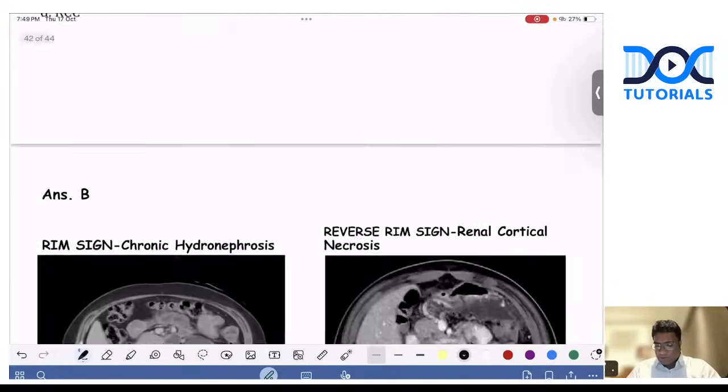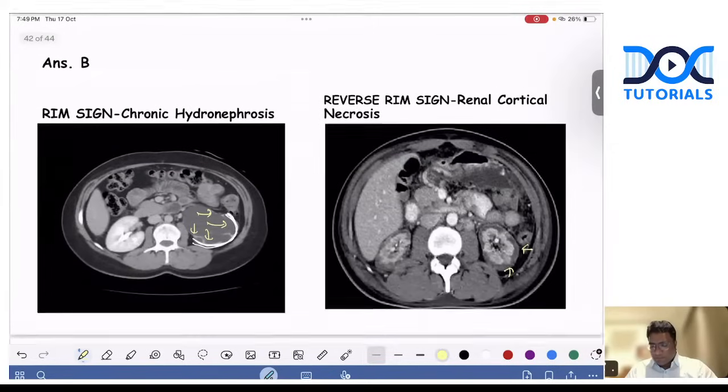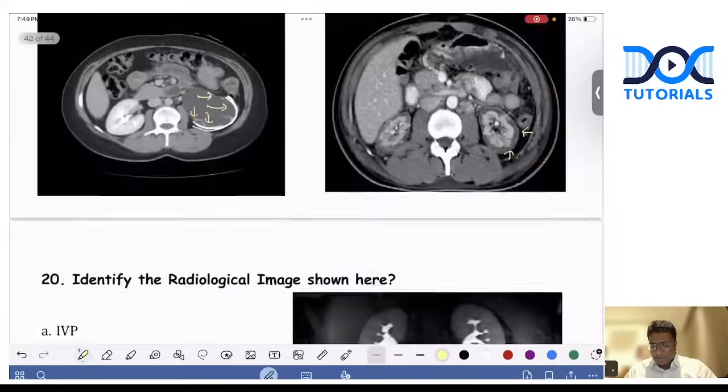Let me show you the images. Rim sign is when you have gross hydronephrosis, there is thinning and atrophy of the parenchyma, seen only as a crescent or a rim at the periphery. That is seen in chronic gross hydronephrosis. But in renal cortical necrosis, the cortical area is necrosed, so you see a reverse rim sign. Differentiate a rim sign and a reverse rim sign. Reverse rim sign, renal cortical necrosis.